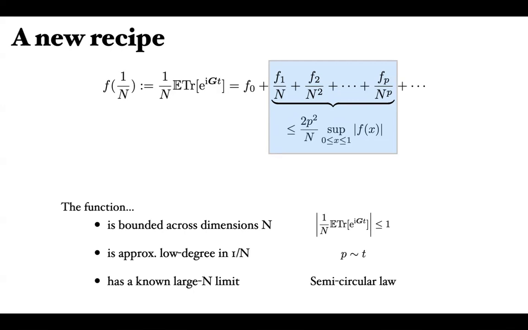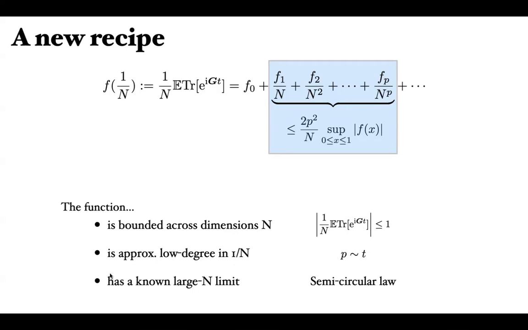Right, and let's just go through the checklist. This function is bounded across dimension because it's like the trace of e to the iGt. But this function, well, it's actually not low degree, but it's very well approximated by a low degree one. And here I think p would be roughly t log t. And there's also this term that you have to truncate, in dot dot dot. I'm a little sloppy here, but you can do that.